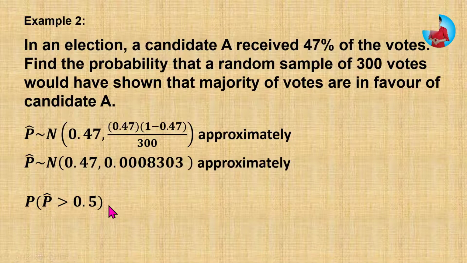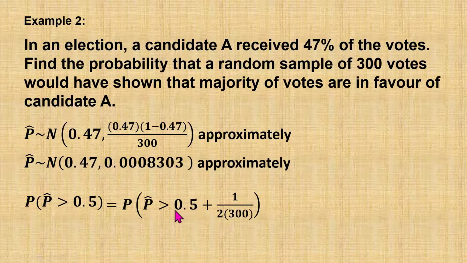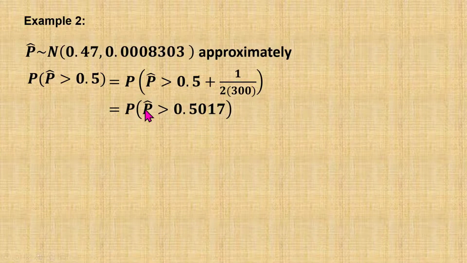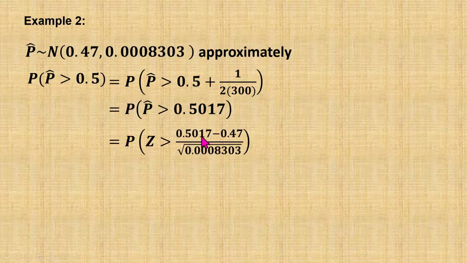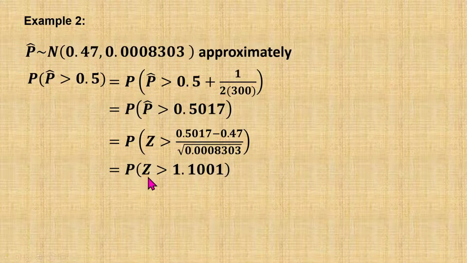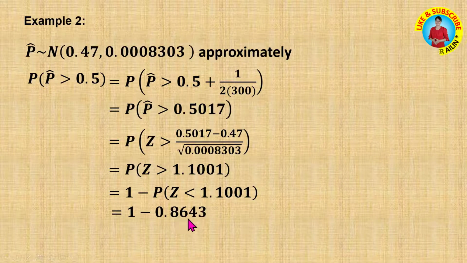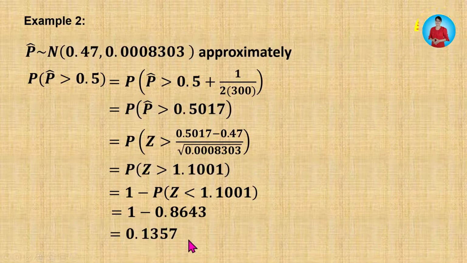Before I continue, I'm going to do the continuity correction. Since the sample proportion is greater than 0.5, which does not include 0.5, I'm going to change the interval to start from a number slightly greater than 0.5. That is, I use 0.5 plus a small number, 1 over 2n. Then I get the sample proportion is greater than 0.5017. Then I change the sample proportion into a z-score by using 0.5017 minus the mean and dividing by the standard deviation. Then I get 1.1001. P(z greater than 1.1001) is equal to 1 minus P(z less than 1.1001). From the table, P(z less than 1.1001) is equal to 0.8643. And finally, the answer is 0.1357.